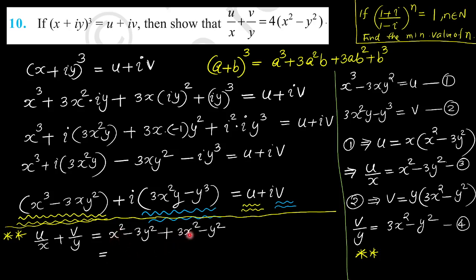So x square plus 3x square will be there. Understood? x square plus 3x square will be 4x square. And minus 3y square minus y square, minus 4y square. I can take 4 common. 4 into x square minus y square.